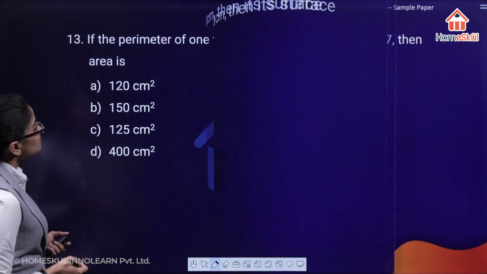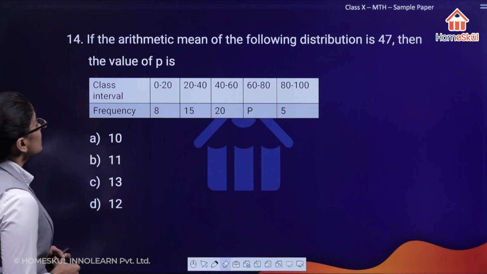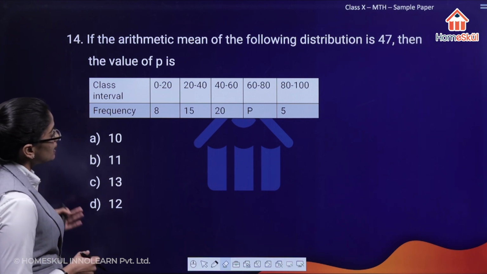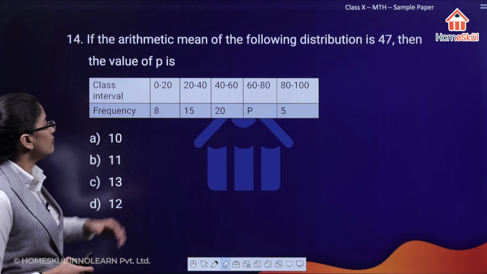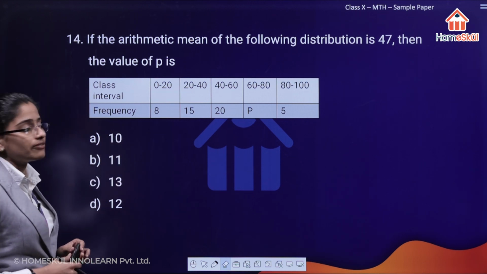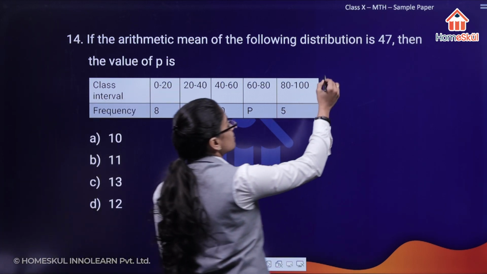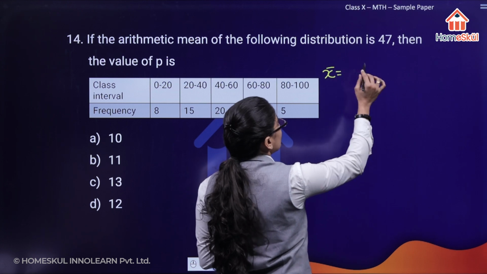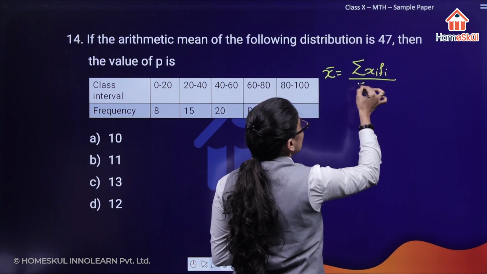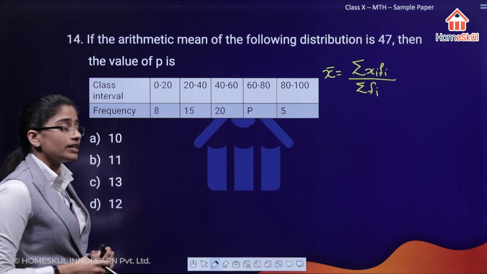Next question. If the arithmetic mean of the following distribution is 47, then the value of P is. Here we need to find out the value of P, where P is a value in the frequency, okay? If the mean of this distribution is 47, how will we find it out? We know that the arithmetic mean, x bar, is equal to the sum of xi fi by summation fi, isn't it? We need to find out the summation of xi fi.